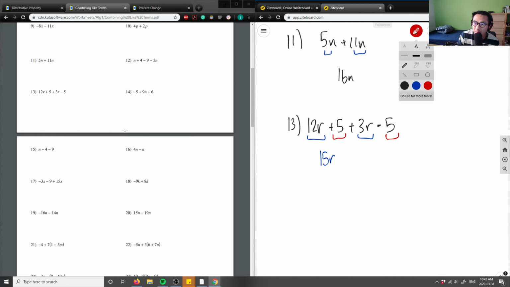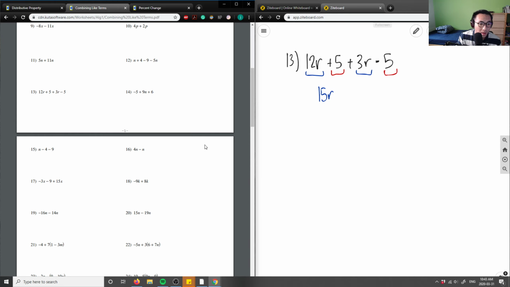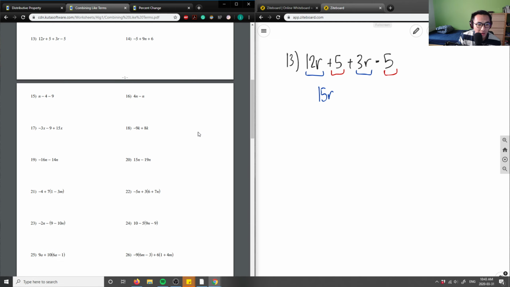And what are we left with here with numbers? We have 5 minus 5. 5 minus 5 here is 0. So I don't say 15r plus 0. I don't write that down. I simply just get rid of it. So it's just 15r, and that's our answer. It's redundant to write 15r plus 0, because 0 doesn't mean anything in this case. So we simply just get rid of this. So this is just simply 15r. That's our final answer.